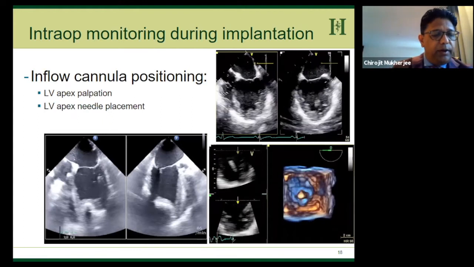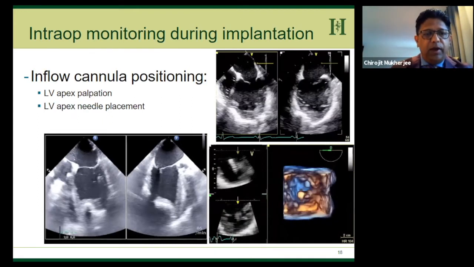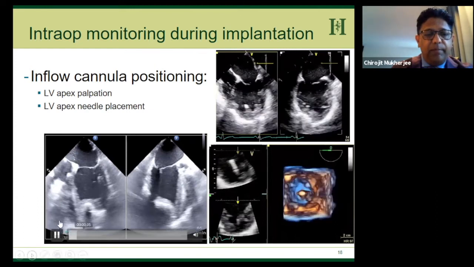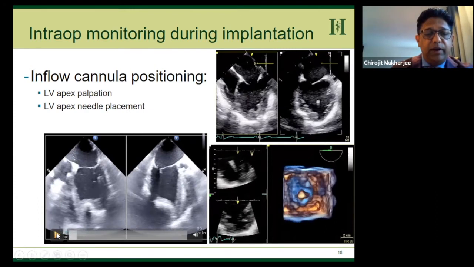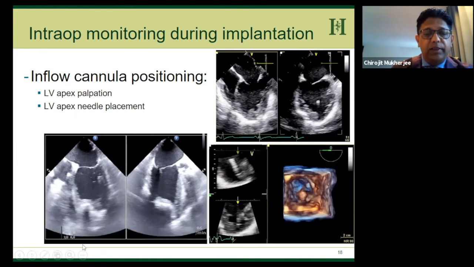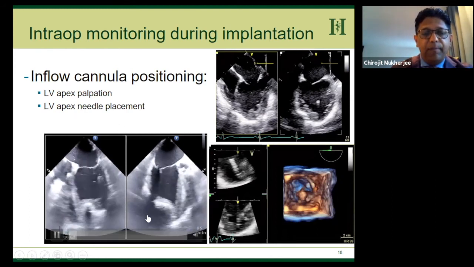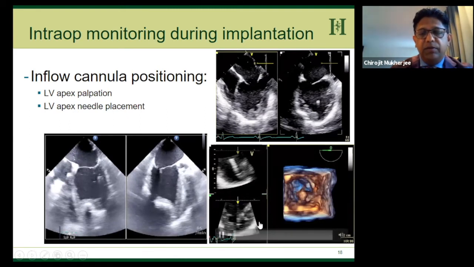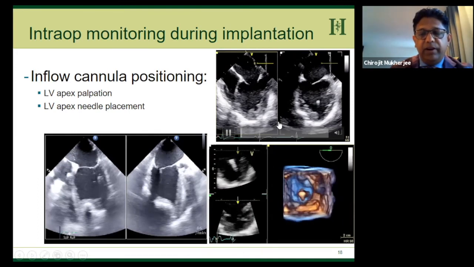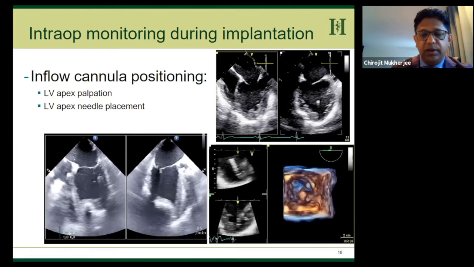The intraop monitoring can show you where the LV apex is. By doing a palpation, you can actually see where the apex is with the surgeon's finger. And once the cannula is in, you can see by the movement of the cannula, whether through the apex needle placement or palpation, where exactly the apex of the ventricle is. And it's a nice way to do it by 3D guidance, to see where the apex has been punctured, in the middle of the ventricle, the central localization of the apex.